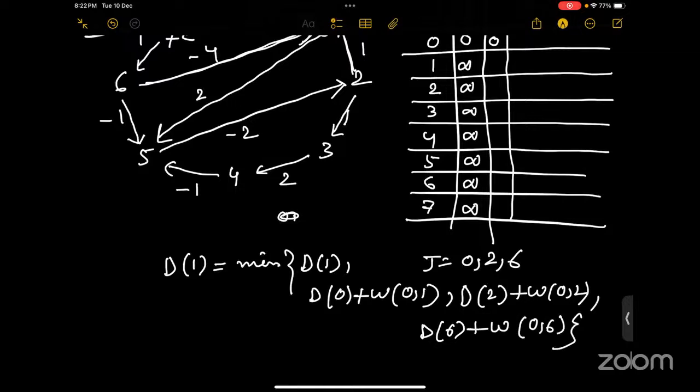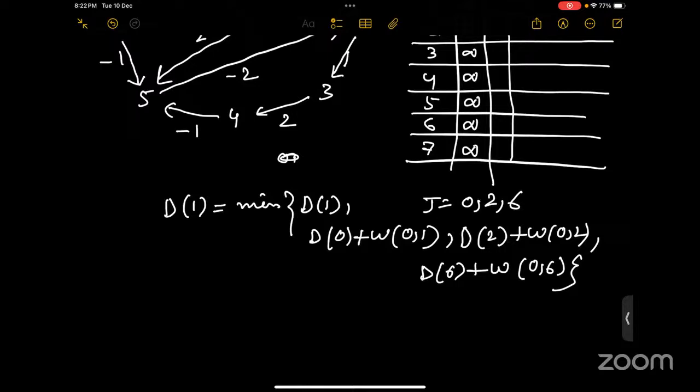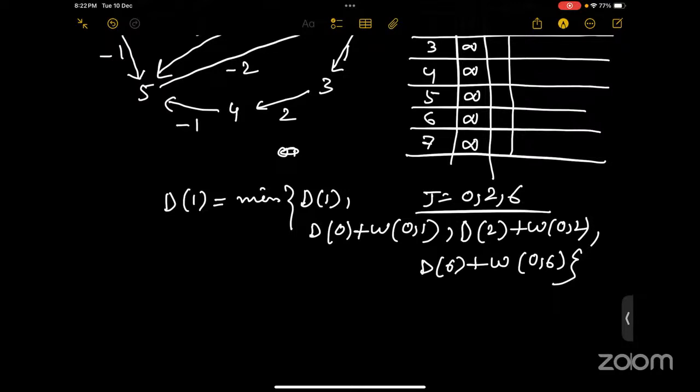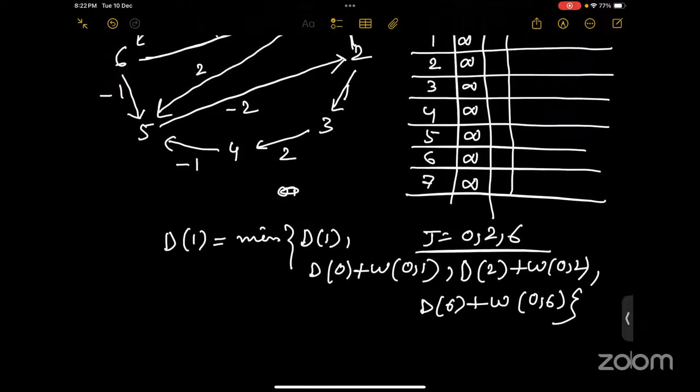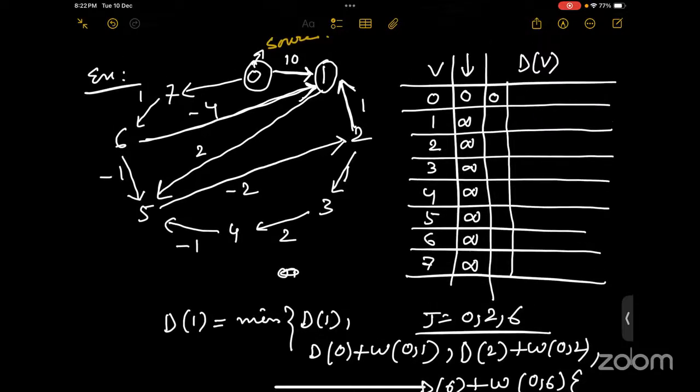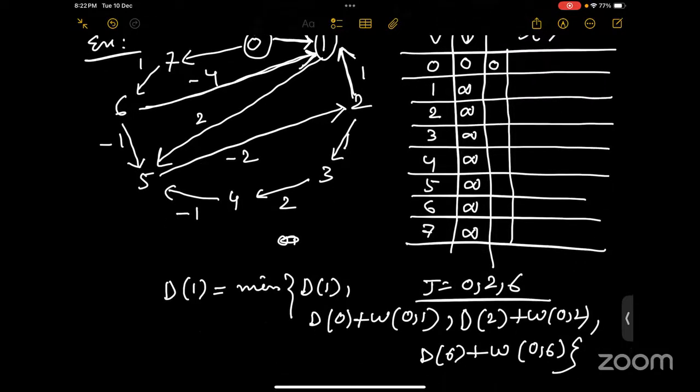Is it fine up to now? This is the definition. Any doubt? No, right? No doubt. So we will just follow this.